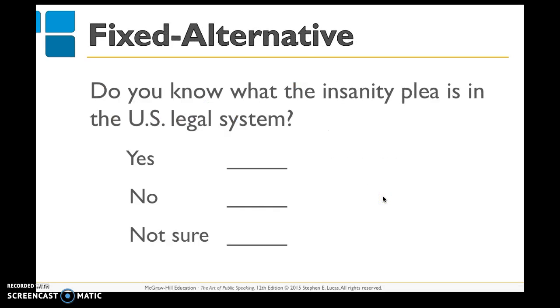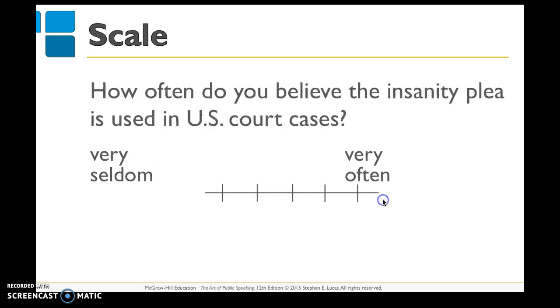So here's just some examples. If you want to start thinking about what questions you want to ask your classmates, here's a fixed alternative. Do you know what the insanity plea is in the U.S. legal system? Yes, no, not sure. You could use fixed alternative questions in your attention getter in your speeches. If you want to gauge your audience's knowledge of something, ask them a yes or no question. You can ask everyone, raise your hand if you know this. Raise your hand if you don't know this.